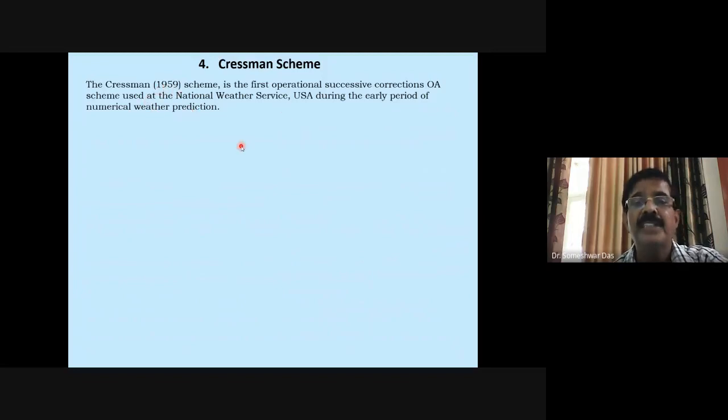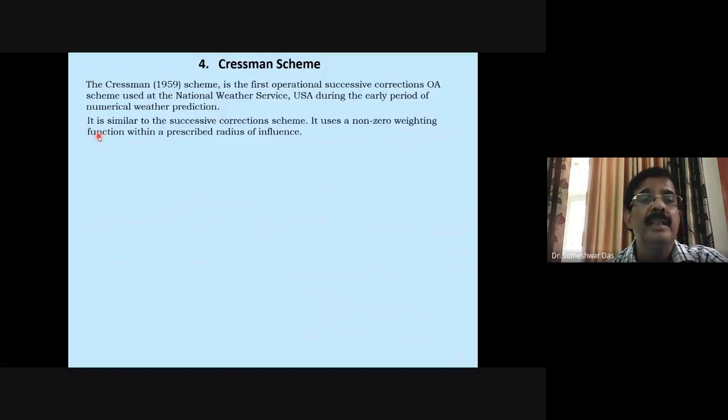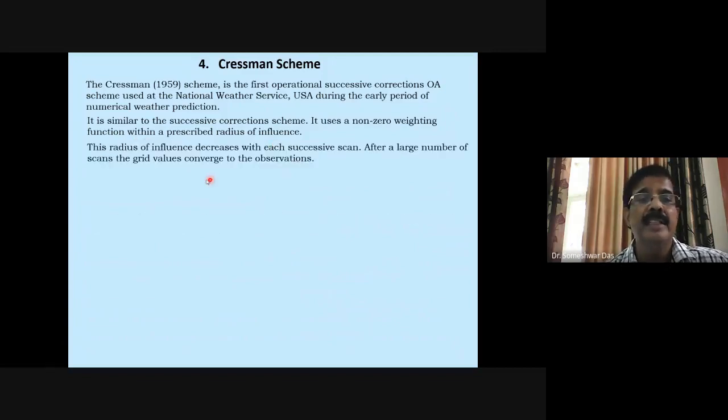And this was the first scheme which was used for operational numerical weather prediction in the USA, at the National Weather Service of USA, during the early period of numerical weather prediction. That means around 1960 or so. Okay, in the early 60s. It is similar to the successive correction scheme. It uses a non-zero weighting function within a prescribed radius of influence. This radius of influence decreases with each successive scan.